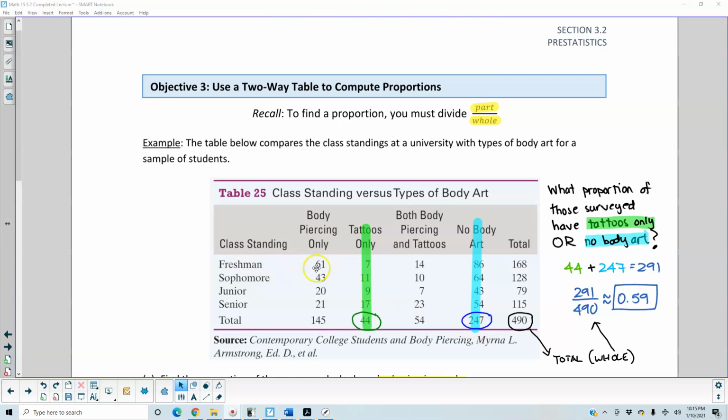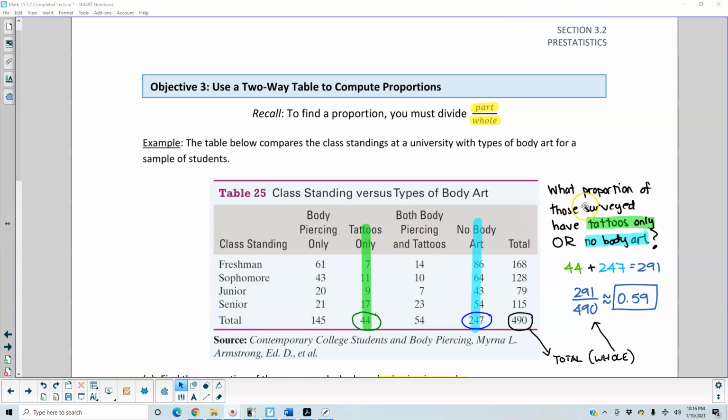So when we add up the total amount for freshmen, there's 168 students that are freshmen. If we look at sophomore, there's 128 students that are sophomore. For junior, there's a total of 79 students. And for senior, we have 115. Now, 490 represents the total amount of students out of all of them together.